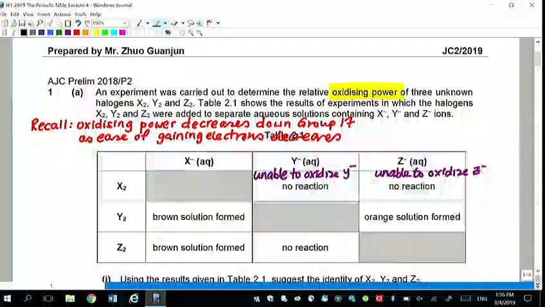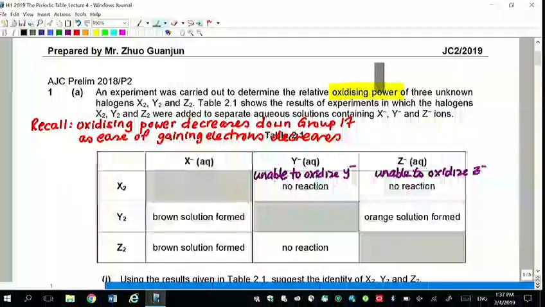You should be able to recall that oxidizing power actually decreases down group 17. And why is it that oxidizing power decreases down group 17? It should be based on the explanation of the ease of gaining electron. Why the ease of gaining electron? Because if your halogens are oxidizing agents, meaning to say that it will oxidize other species, itself will undergo reduction. If itself undergo reduction, it will be gaining electron. Reduction, gain electron. So how easy it gain electron will determine its oxidizing power.